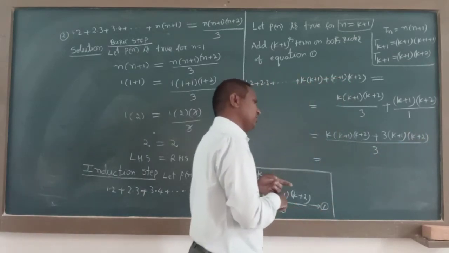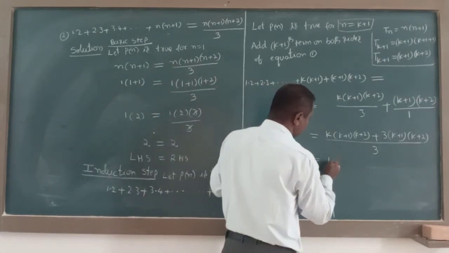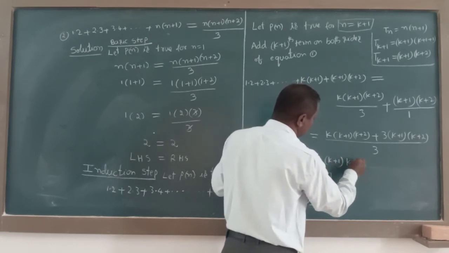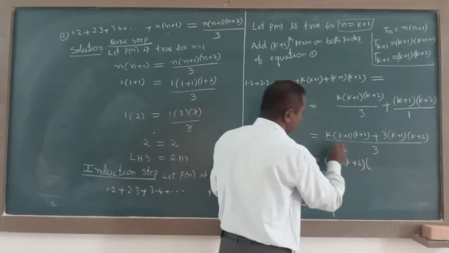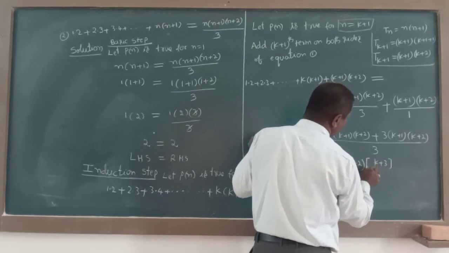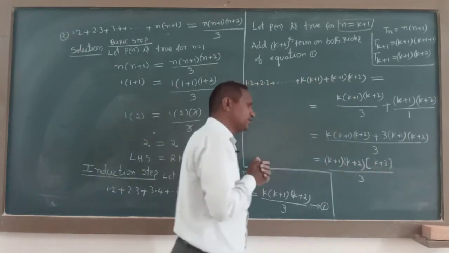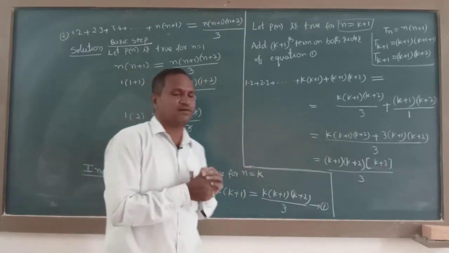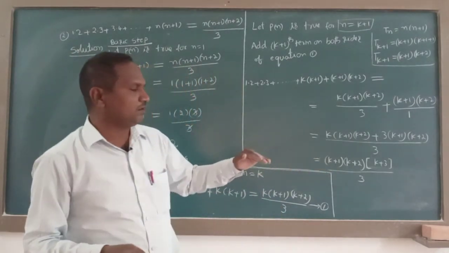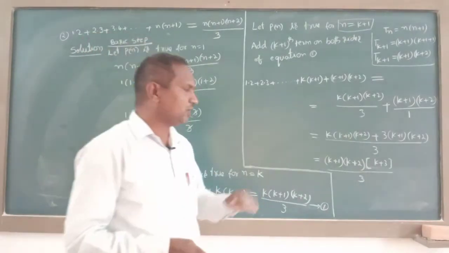What can we take common from the numerator? Take k plus 1 into k plus 2 outside. k plus 1 into k plus 2 into the remainder, k plus 3, whole divided by 3. Afterwards we must write the answer in terms of k plus 1. In the final step, we should modify the k plus 1 term. How, I will show you now.